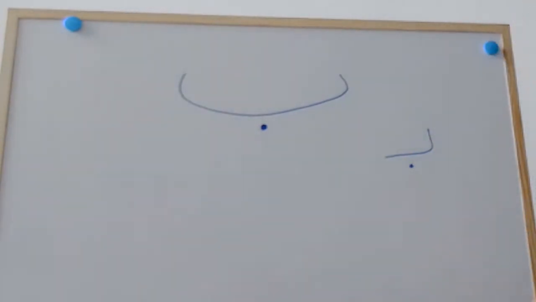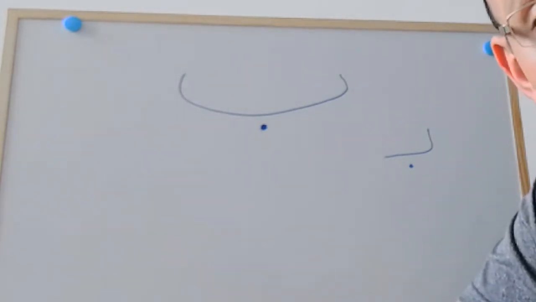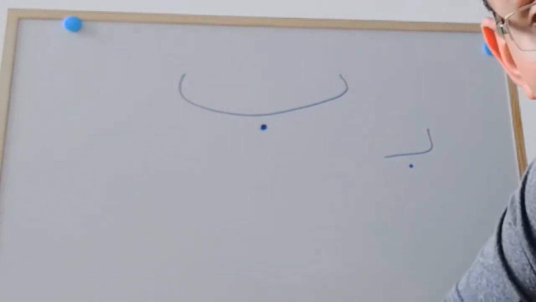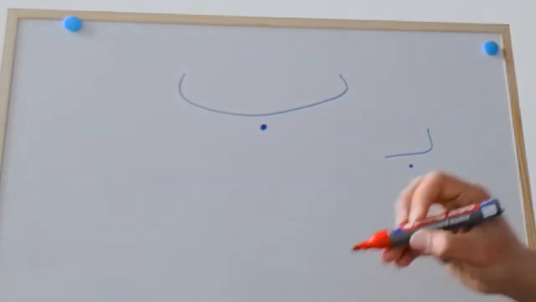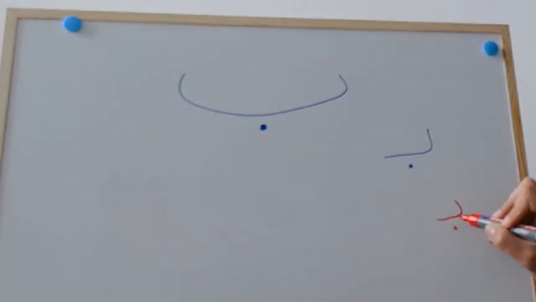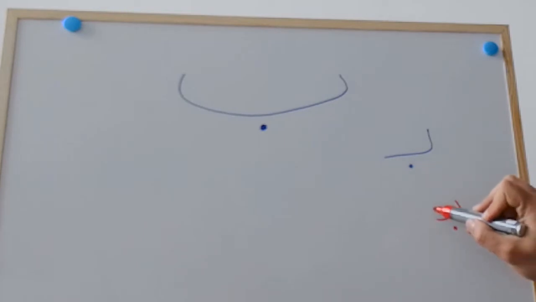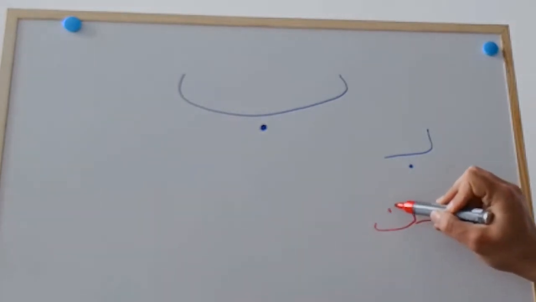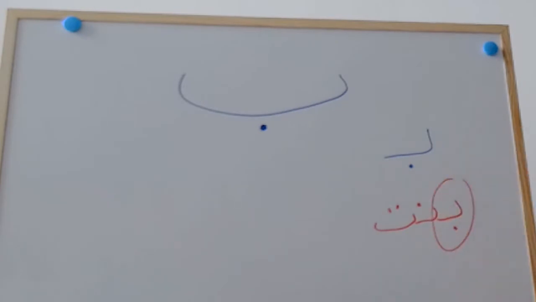Like this. For example, if we are writing bint. Bint means girl. Bint in Arabic. So bint, the ba at the beginning. So the noon here, and then ta. So here the ba is at the beginning, so bint.